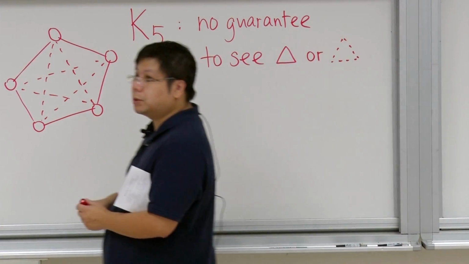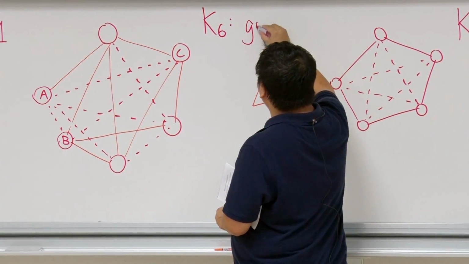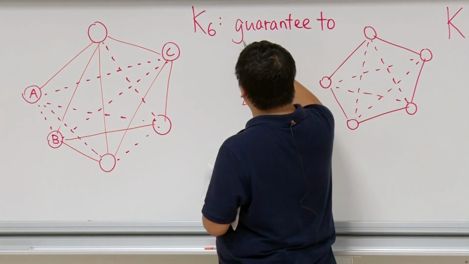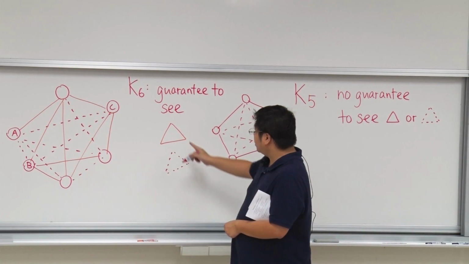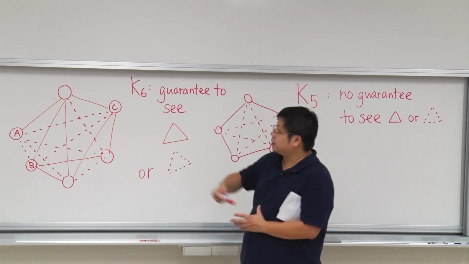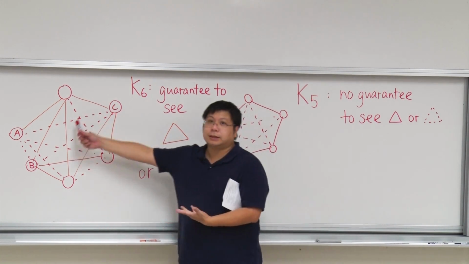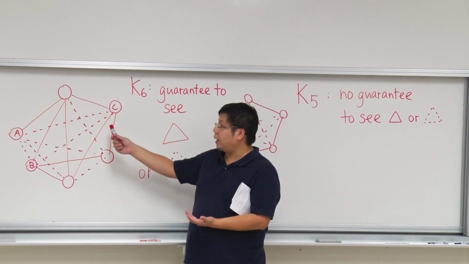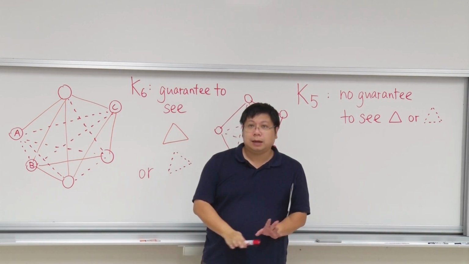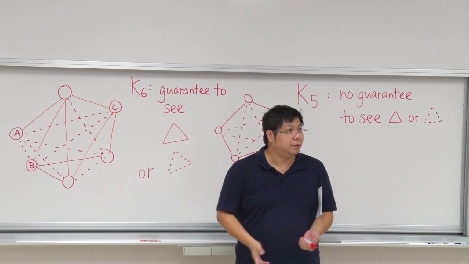But on the other hand, what we are going to show is that in K6 we are guaranteed to see a solid triangle or a dotted triangle. For instance, if we color all of them solid, then of course we can see a solid triangle. And here, this is another case. We try to color them in a certain way, and then we will see a dotted triangle here. We want to show that no matter how you color, you will always see one of them, or both.